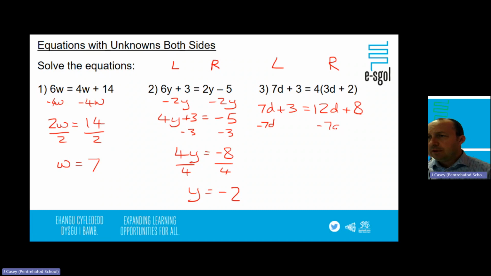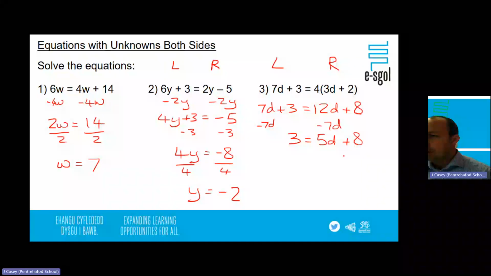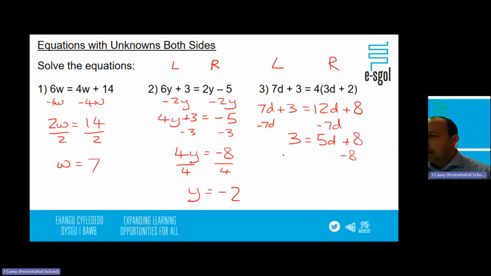So I'm going to take away 7d both sides. This 3 hasn't changed, that's still there. 12d take away 7d gives me 5d, and that plus 8 is still there. So it looks a bit odd. It's not really what we're used to with the d being in the middle there, but it should still work out. I'm going to take away 8 there, take away 8 there, and that gives me 3 take away 8 is minus 5 equals 5d.